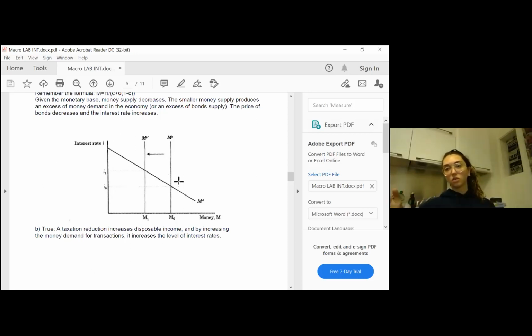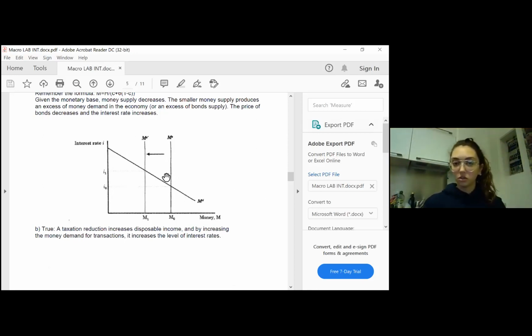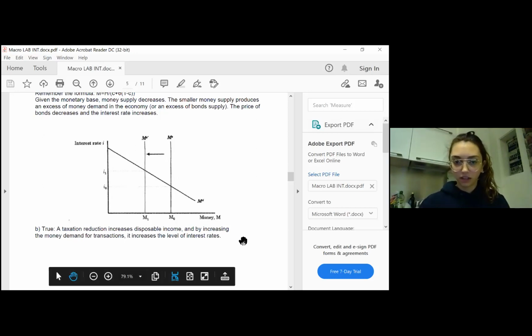And there's also, due to the tax reduction, the IS that is going to shift downwards, but this does not change anything for the interest rate, right? So the interest rate is still going to increase because there's this shift upwards of the LM due to this new equilibrium in the money market. Is it clearer? I hope it is. Okay, awesome.